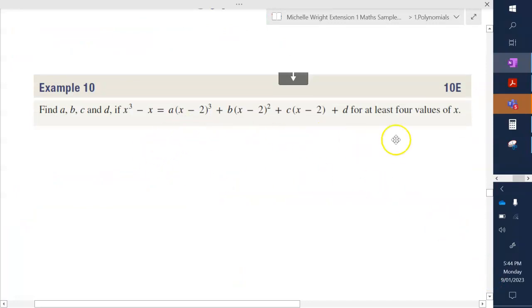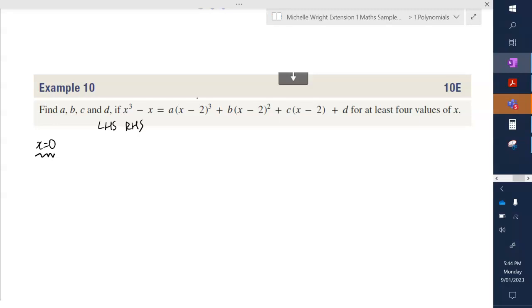So it's saying for at least 4 values of x. So there are 4 values at least of x for which these are equal. So I'm going to go and try some values of x. So I'm going to start with x equals 0 and just test that one. I'm going to make sure that I'm looking at the left-hand side and the right-hand side.